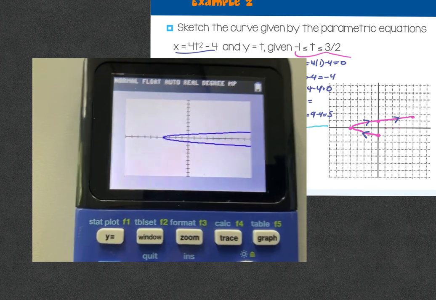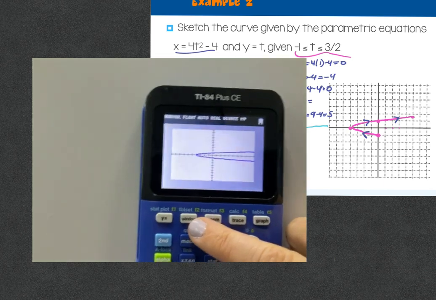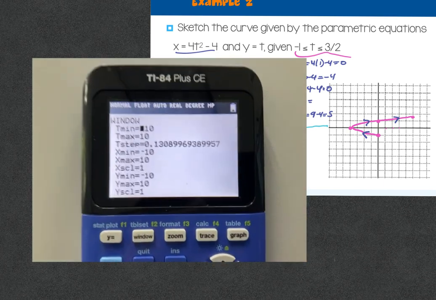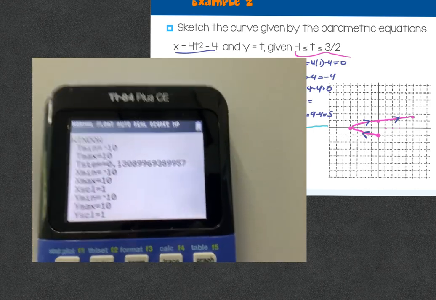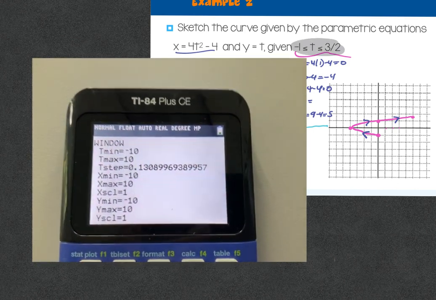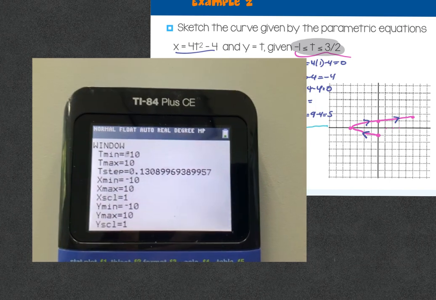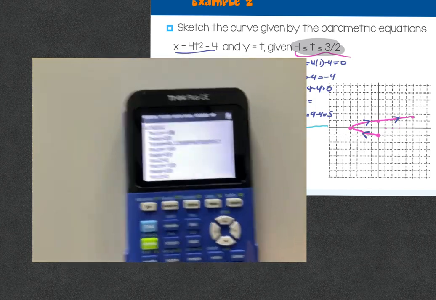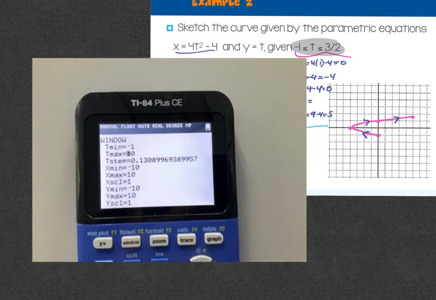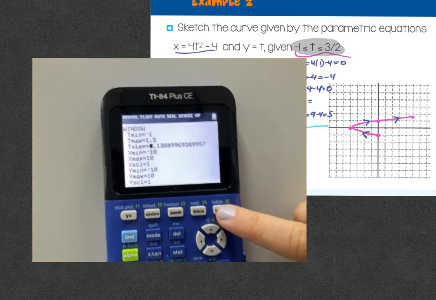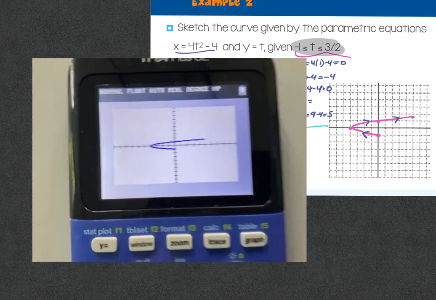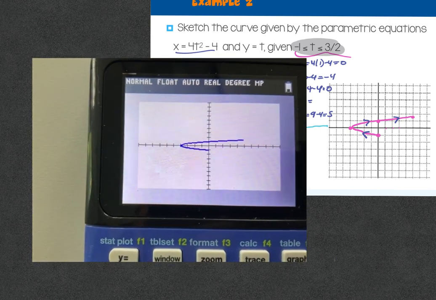If I want to see exactly what it would look like, if I go to window, so if you click on window, and I set my T-min and my T-max to what they gave me here, now it can match exactly. So I'm going to change my T-min to -1. And I'm going to change my T-max to 3/2 or 1 and 1/2. And then I'm going to hit graph again. And then it should match exactly what you got.